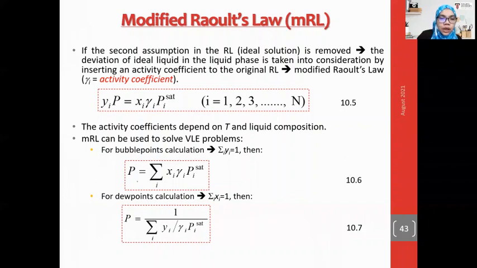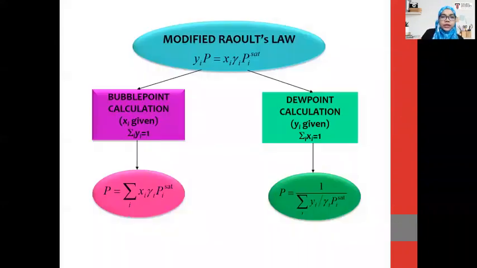This is for the bubble point calculation, because the summation of the vapor phase composition is equal to 1, we can get the P here. And if we have a dew point calculation, that means we need to find the composition of the liquid. So we know that we can have this correlation related to the pressure.